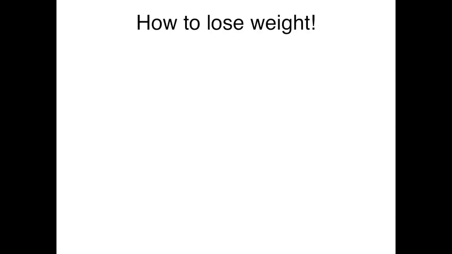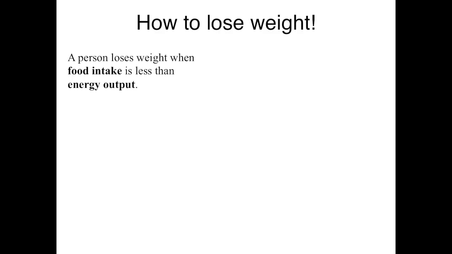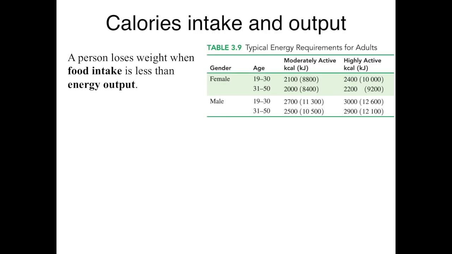Alright, I would like to round out this lecture by talking about calorie intake and output. Another title for this is How to Lose Weight. No matter how many gimmicky diets there are out there, the main principle of losing weight is the principle of pure math. You will gain weight as calories are stored as fat when you intake more than you output. So a person can only lose weight when food intake calories is less than energy output calories.